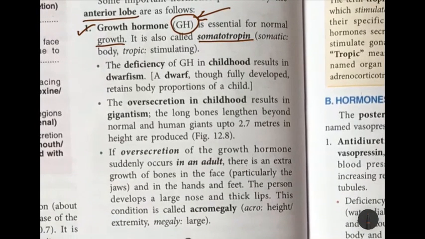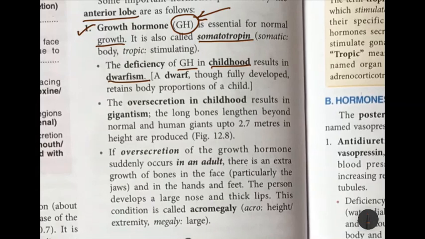Now, if there is a deficiency of the growth hormone in childhood, it results in dwarfism. That is, the growth will be retarded, but the mental development will carry on. Okay, so a dwarf, very short people, you've seen clowns in circuses and all, isn't it?